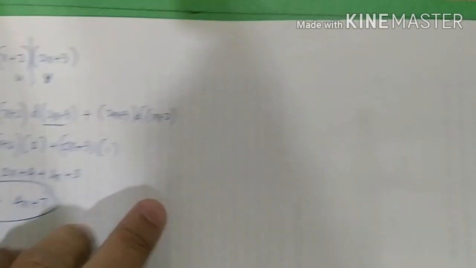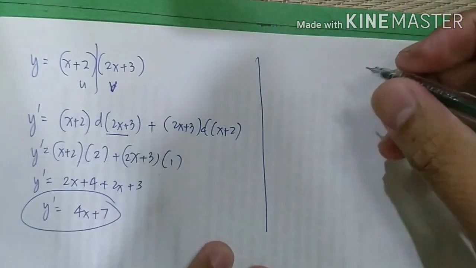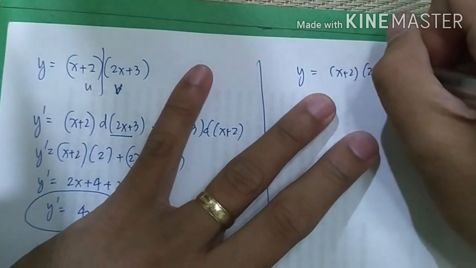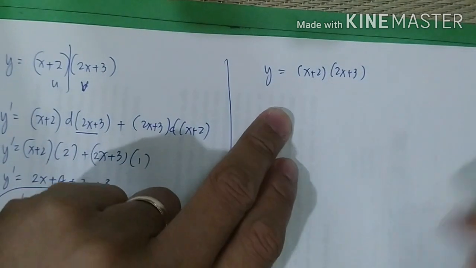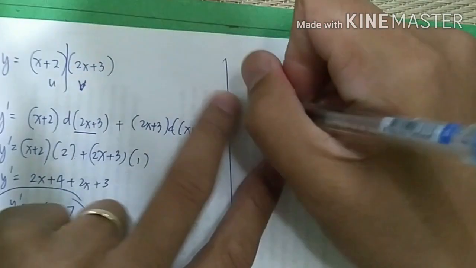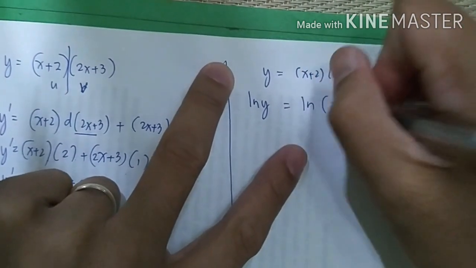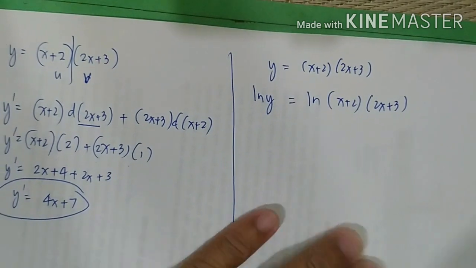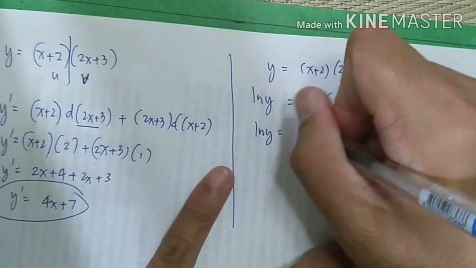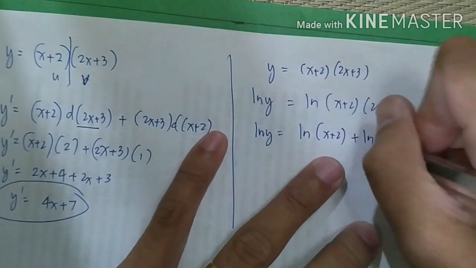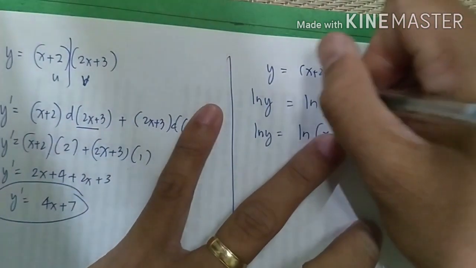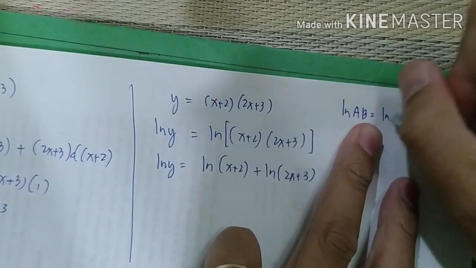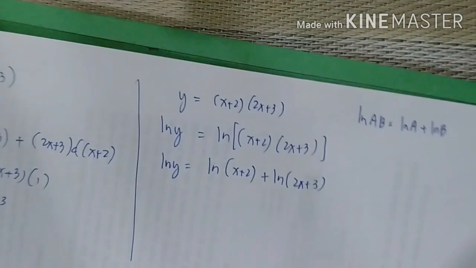So, pwede natin siyang gamitan ng logarithmic differentiation. So, para lang medyo mahirapan ng bahagya. So, pwede natin gamitin. This is just an alternate. Hindi ko naman ito ini-insist. So, pwede tayong gumamit ng ln y is equal to ln of x plus 2, 2x plus 3. So, ang mangyayari magiging ln y is equal to ln x plus 2 plus ln 2x plus 3. So, di ba meron tayong rule na ln a b is ln a plus ln b.